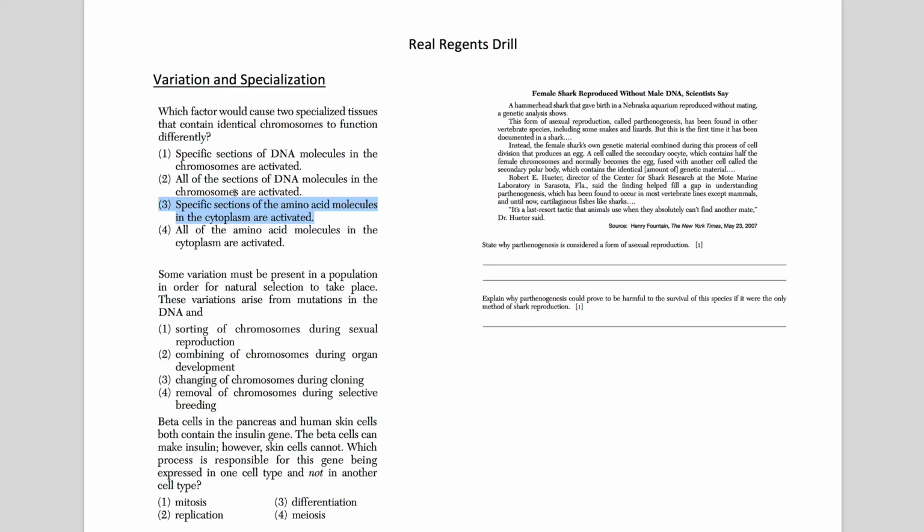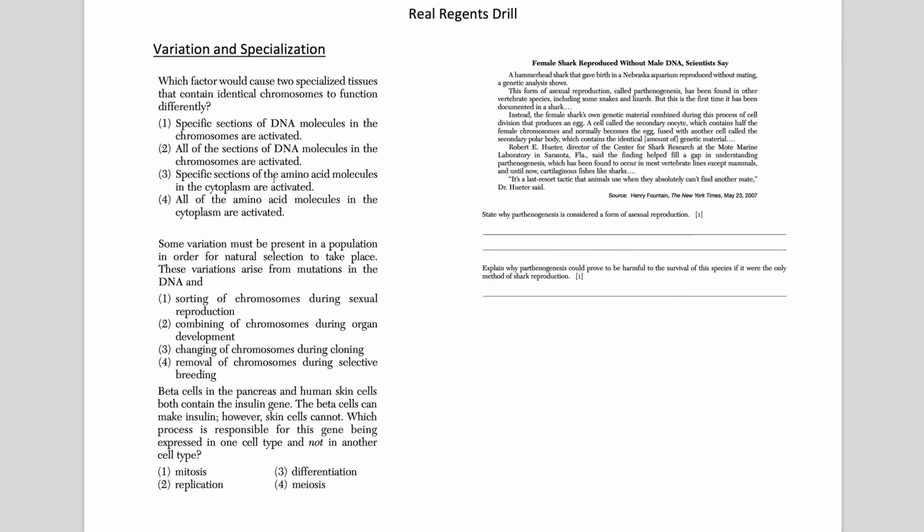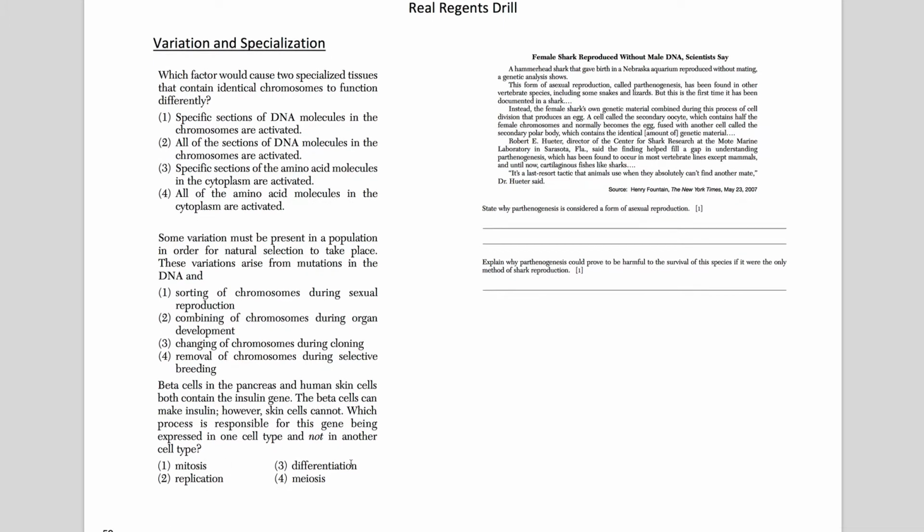How did the eye look like an eye and the toe look like a toe? Because there's a code in the chromosomes for all of it, and just certain pieces of it are activated. So I guess that's the idea. But yeah, the third one, beta cells and skin cells both contain the insulin gene. However, skin cells cannot use it, so this is called differentiation, even though they both have the gene.